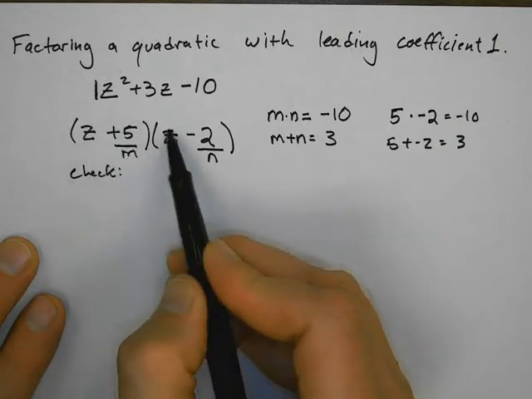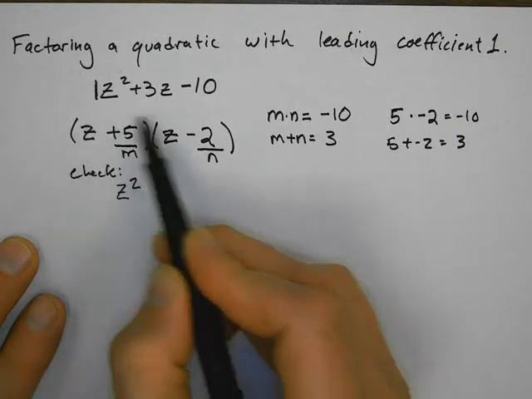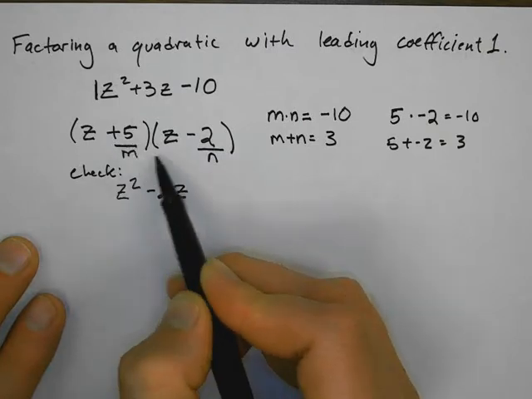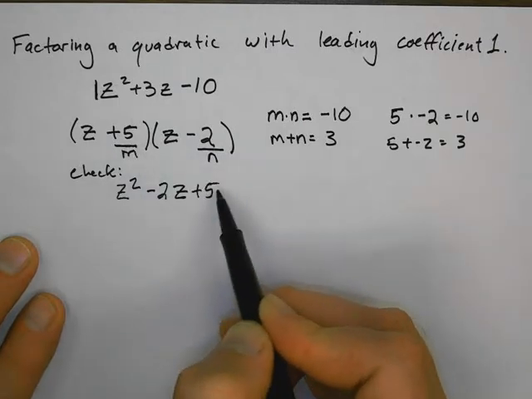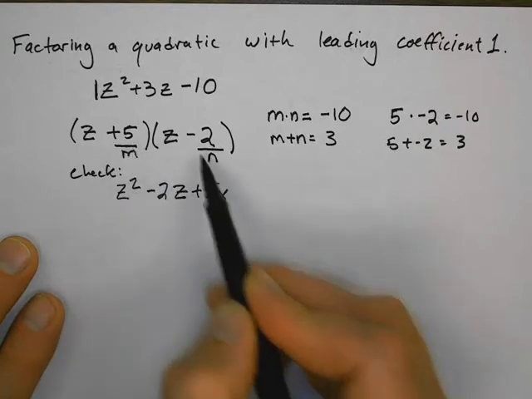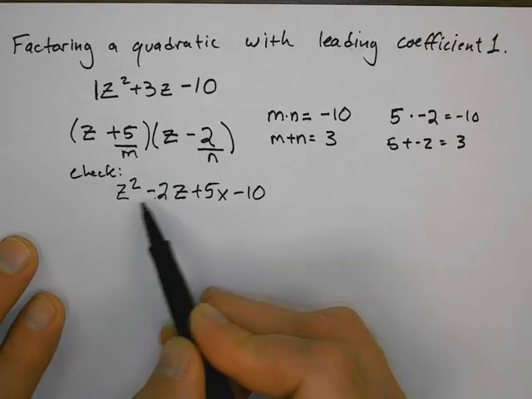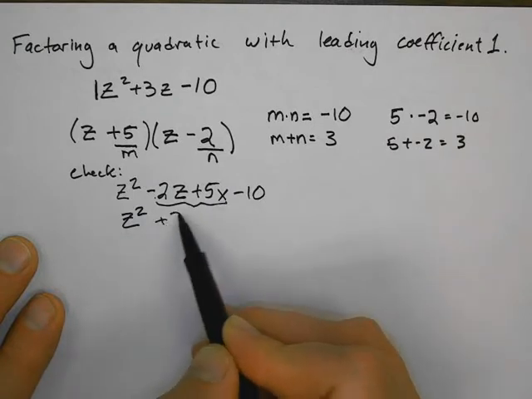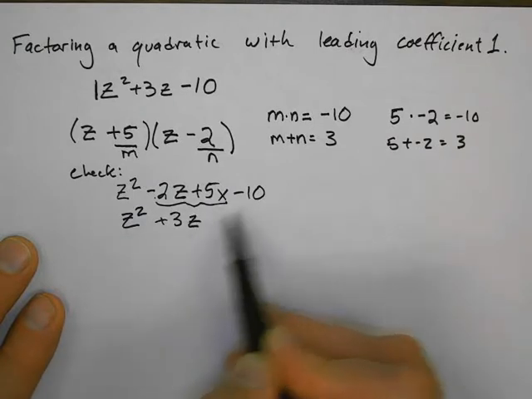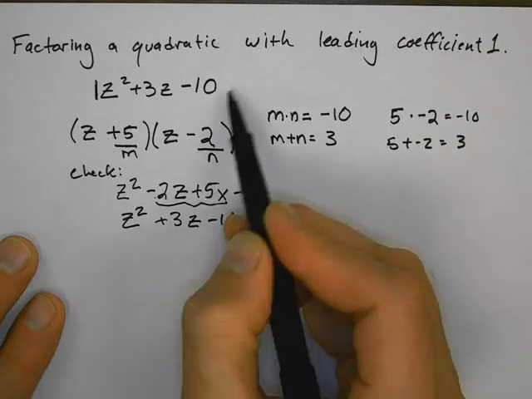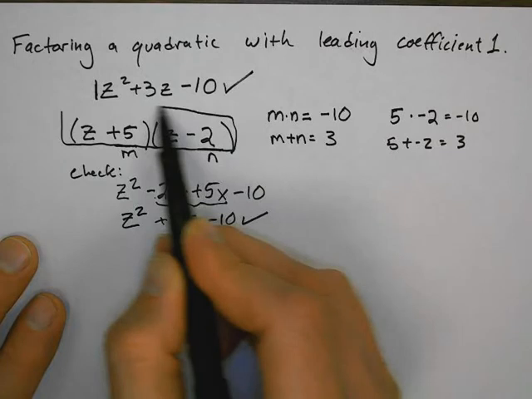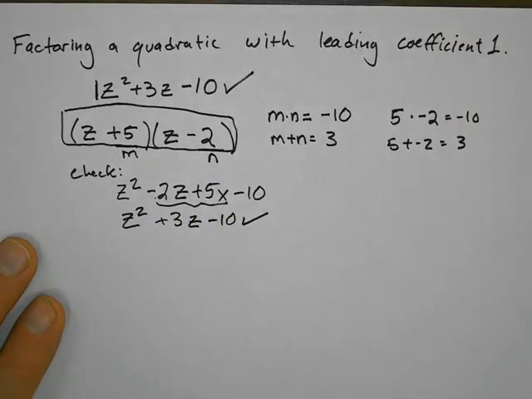So if I do z times z, that's z squared. Z times -2 is -2z. Then I have a +5z in the middle, and then 5 times -2 is -10. And if you add the like terms, you get z squared, those add up to be +3z, and then -10. That checks out perfectly with the original. So that is how you would factor with the leading coefficient of 1. Good luck.